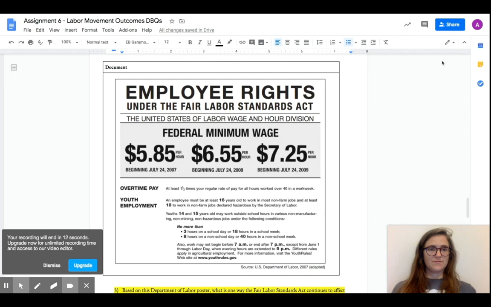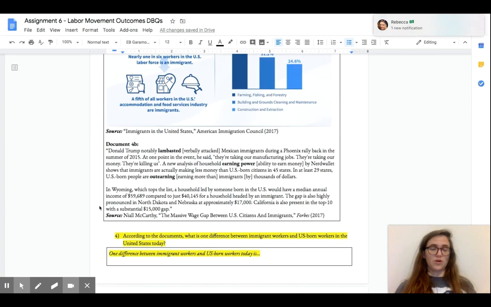In Wyoming, which tops the list, a household led by someone born in the U.S. would have a median annual income of $59,689, compared to just $40,145 for a household headed by an immigrant. The gap is also highly pronounced in North Dakota and Nebraska at approximately $17,000. California is also present in the top 10 with a substantial $15,000 gap. So based on that, what's one difference between immigrant workers and U.S.-born workers today?